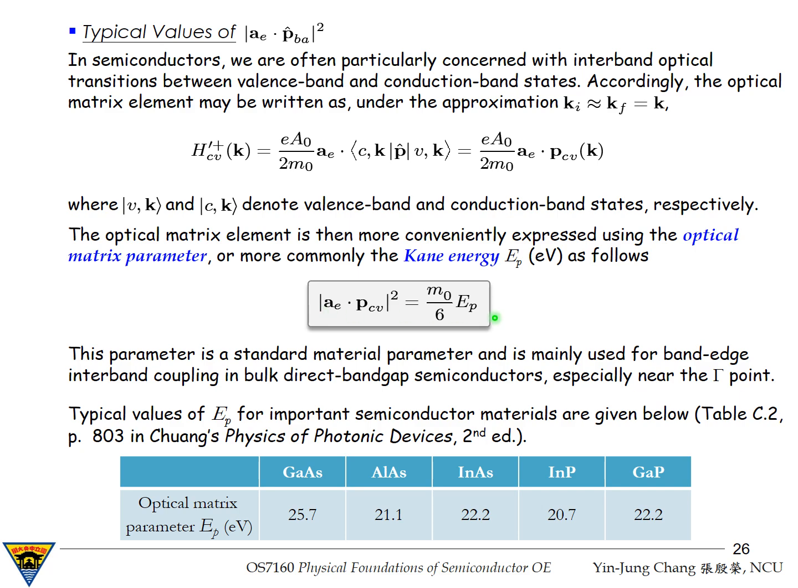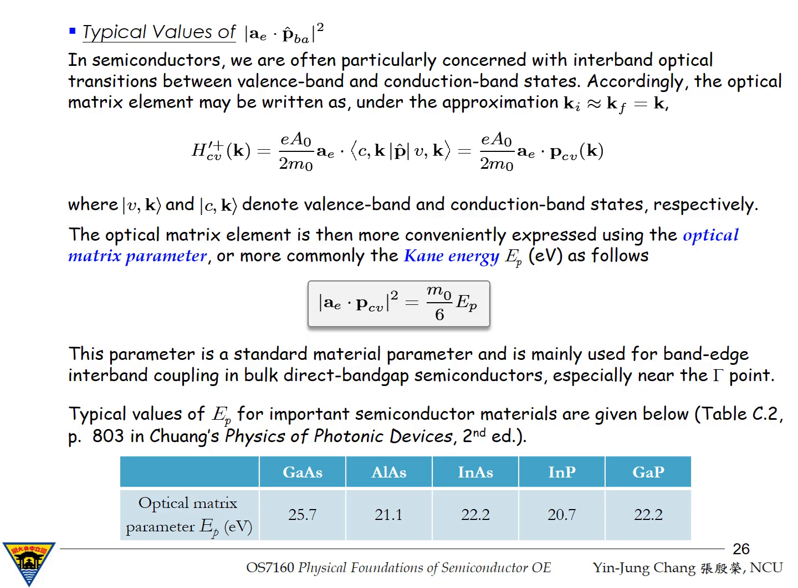So this expression is particularly useful in practical semiconductor optics because it allows us to replace the detailed microscopic momentum matrix element by a tabulated material parameter. When calculating absorption coefficients, spontaneous emission rates, or interband transition rates using Fermi's golden rule, we often need the squared optical matrix element. Instead of calculating microscopic P sub CV from the ground up every time, we can use the K energy, EP, as an experimentally or theoretically known parameter.